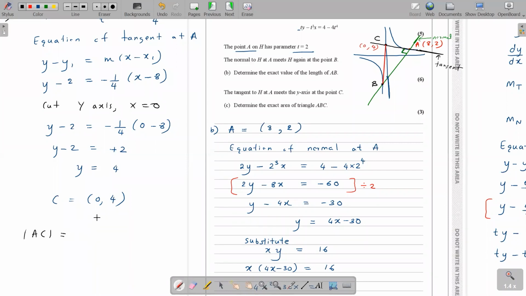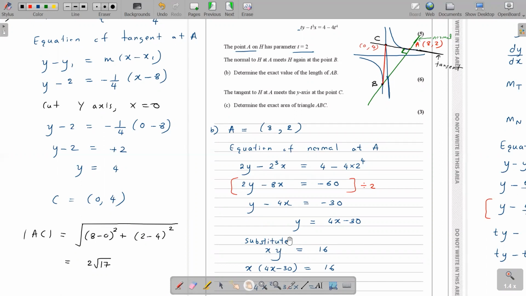AC distance: x1 minus x2 squared, so 8 minus 0 squared, plus y1 minus y2 squared, so 2 minus 4 squared, all under the square root. How much is it? AC is root 68. Can I simplify? 2 root 17. Yes, root 68.